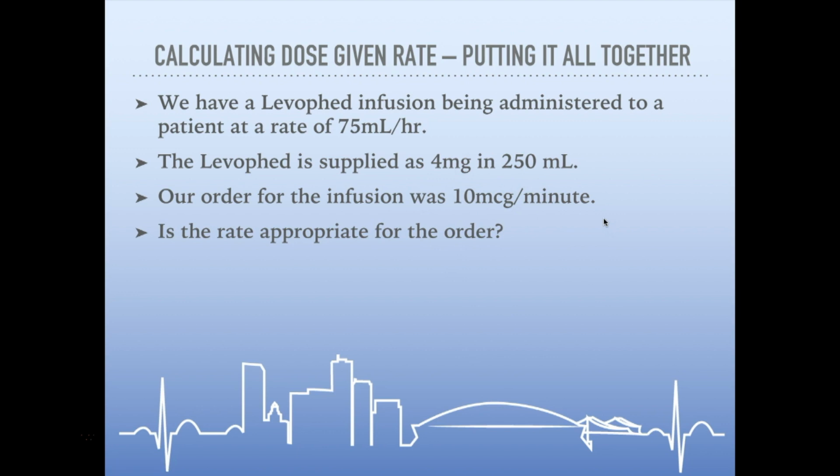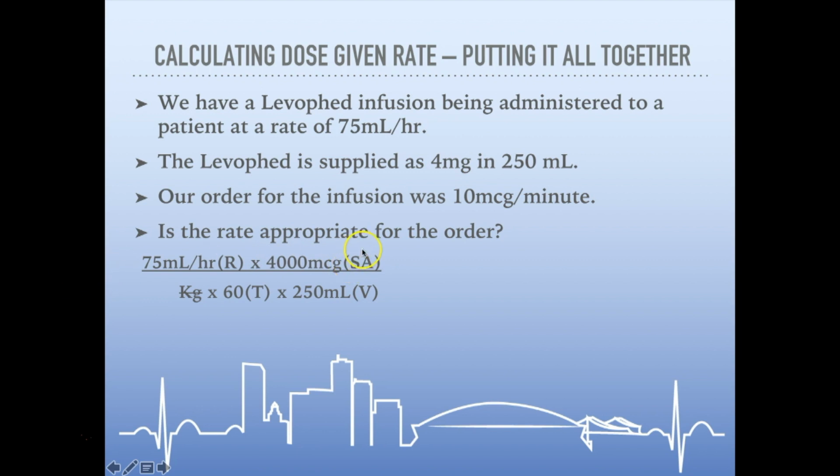Well, it seems like that Levophed might be running a little bit fast, but let's go ahead and check it. So we'll set up our formula, and you can see that we have 75 milliliters for our rate. We'll multiply that by our supplied amount, which was 4,000 micrograms, because originally we were in milligrams, so 4 milligrams. We used the rule of 1,000. We added 3 zeros behind that, and so we've converted it to micrograms.